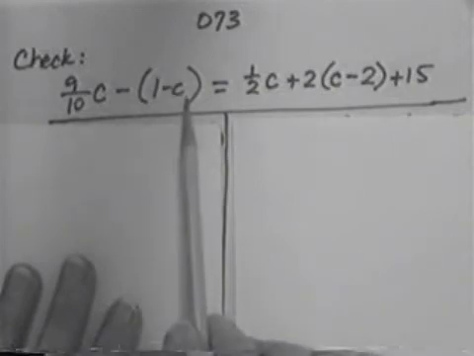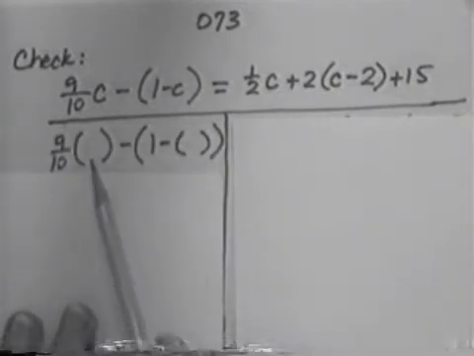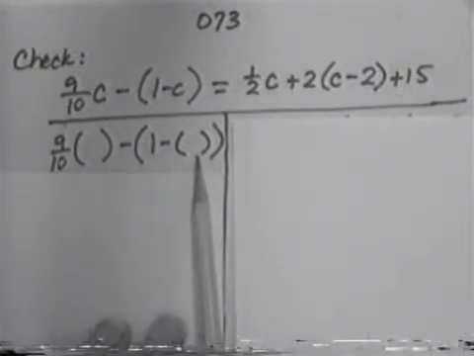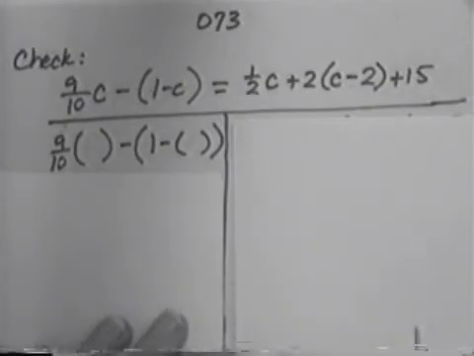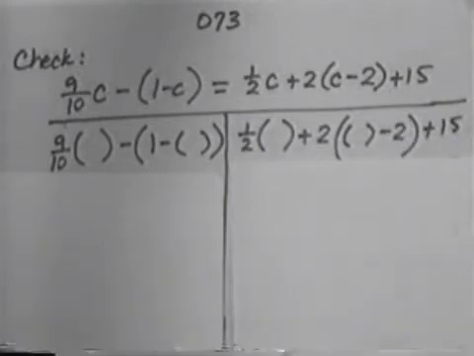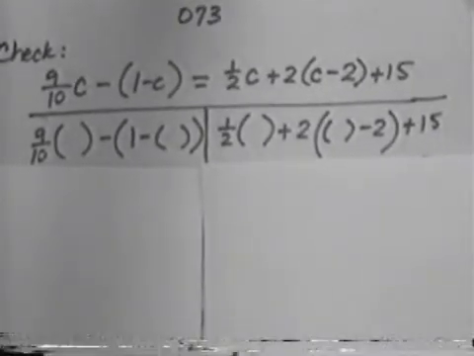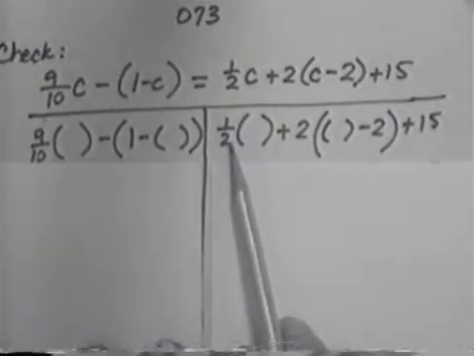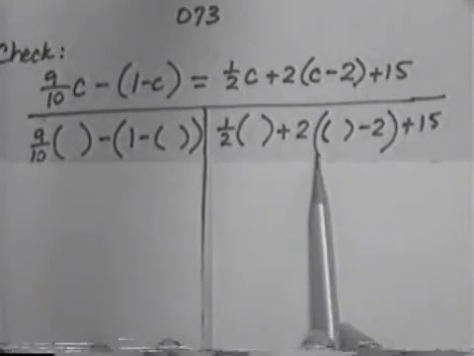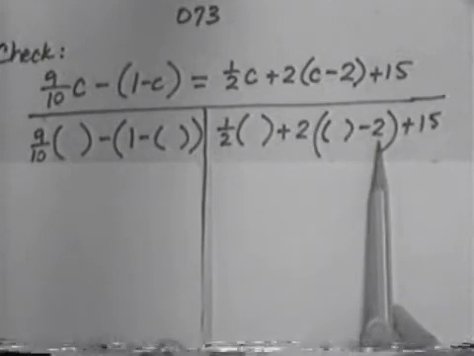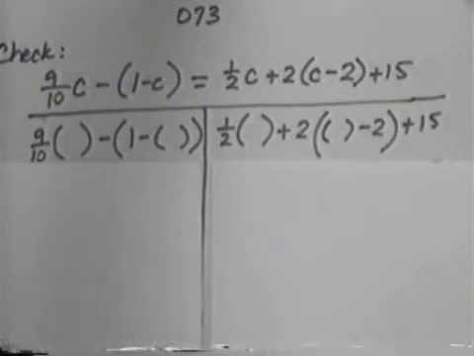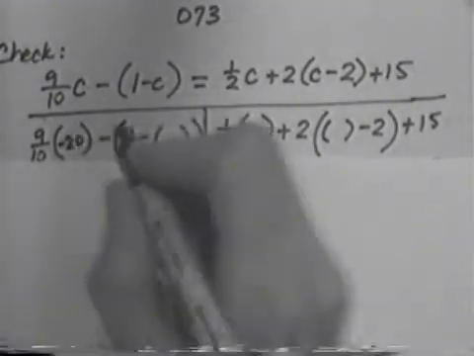and copy the equation, putting a set of parentheses everywhere there's a variable. On the left we have 2 mentions of the variable, and so we put 2 sets of parentheses, one beside the 9/10 and the other inside the parentheses. On the right-hand side, the variable is mentioned twice, so we fill in 2 sets of parentheses there. So that we get, on the right, 1/2 times parentheses plus 2 times a big set of parentheses in which we have the small parentheses subtract 2, then plus 15. The number we're checking is negative 20. So let's fill in negative 20 in each place.